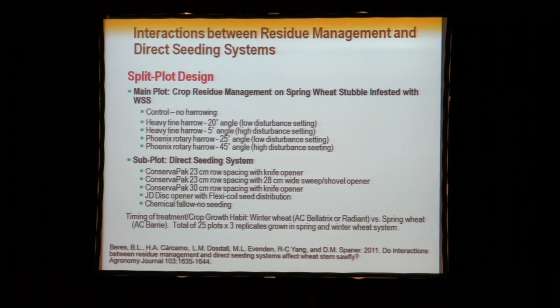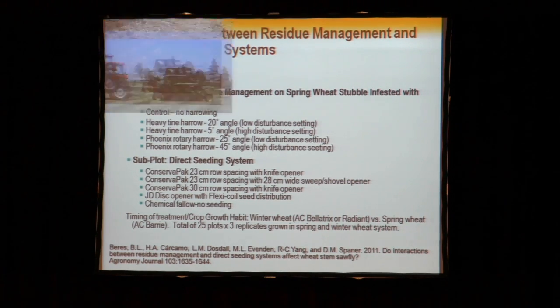We have a Conservapack, which is now John Deere, basically the center wing out of a commercial Conservapack drill. And we've got two of those, one spaced at 9 inches apart, which is the 23 centimeter you see there, or at 12 inches, which is the 30 centimeter. And we also borrowed a drill that had John Deere disc openers on it as well, and compared that to what would simulate chemical fallow of no seeding. And we did that both in a spring wheat and a winter wheat system.